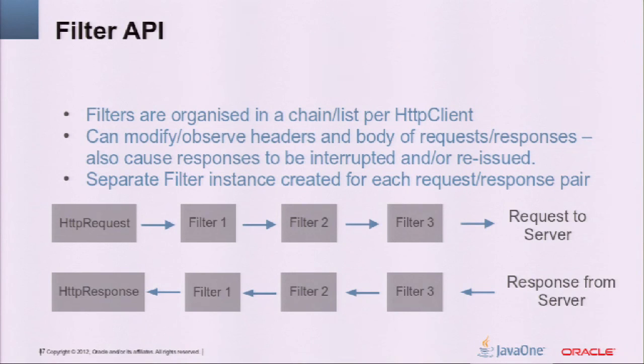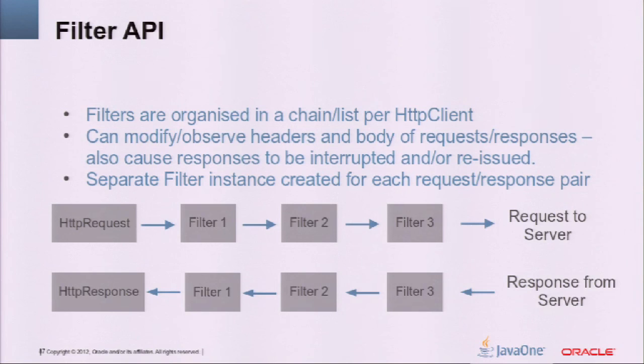In the picture at the bottom there, you see the sequence of events. On the left-hand side, you see an HTTP request that would come from an application, and then it's passed through the filter chain, and what emerges on the right-hand side is what gets sent out to the server.